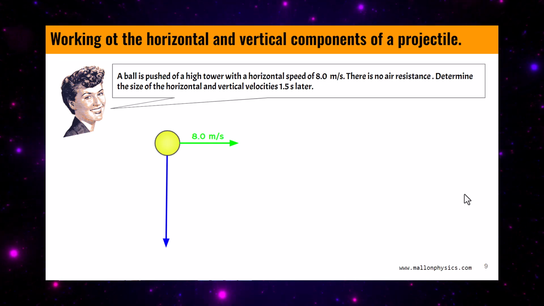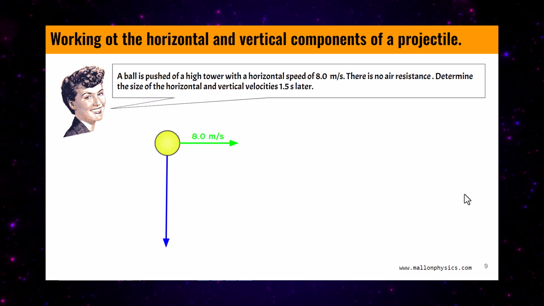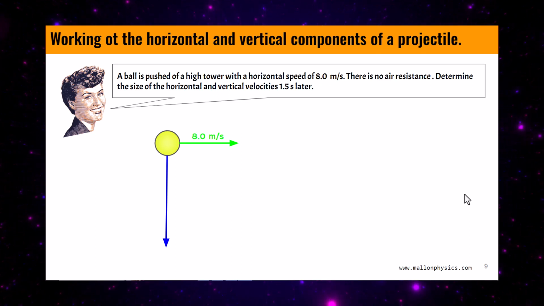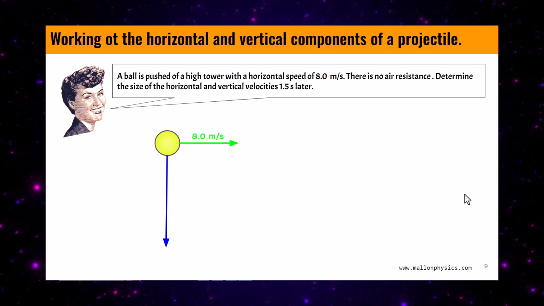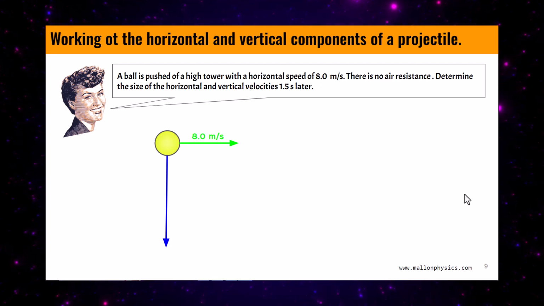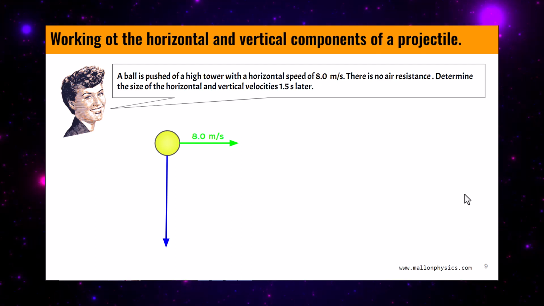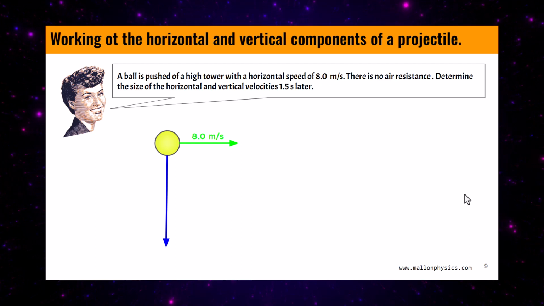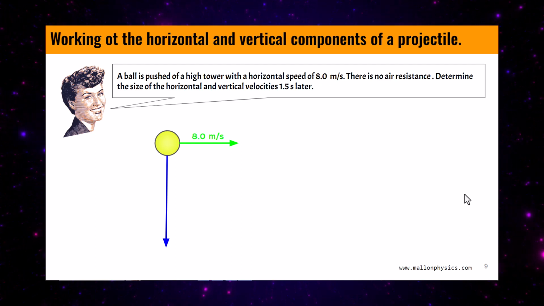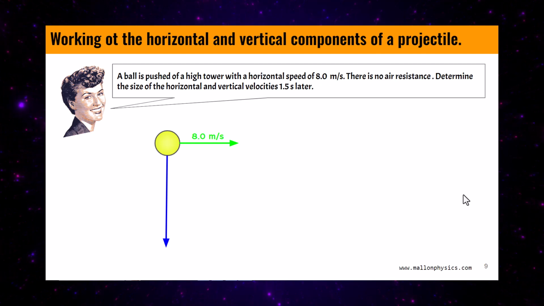A ball is pushed off a high tower with a horizontal speed of 8 metres per second, said the lady. There is no air resistance. Determine the size of the horizontal and the vertical velocities 1.5 seconds later. Well, I know if it's been pushed off at 8 metres per second that the horizontal velocity will still be 8 metres per second because it's not accelerating. But vertically, it is accelerating due to the force of gravity.